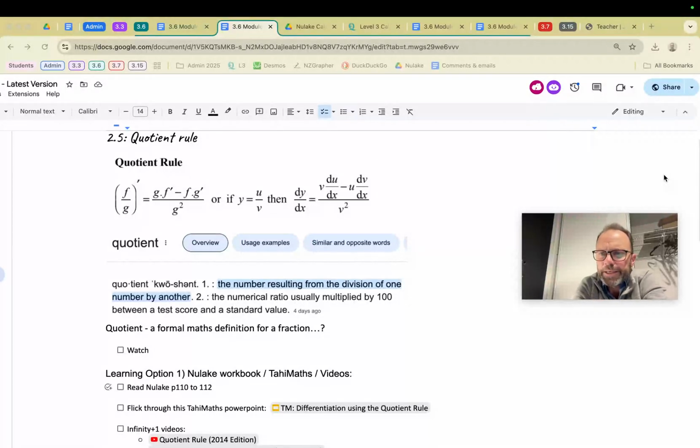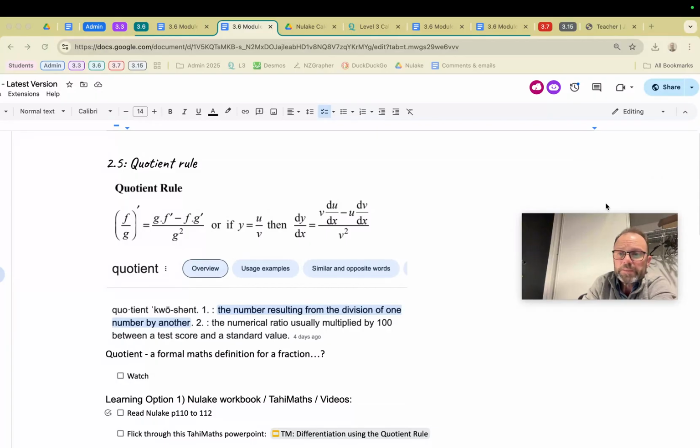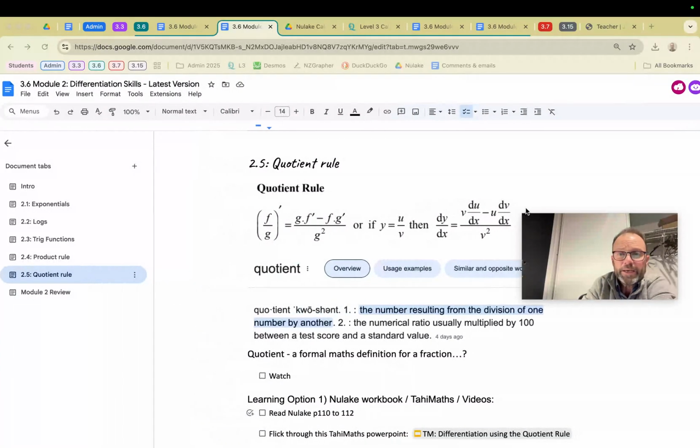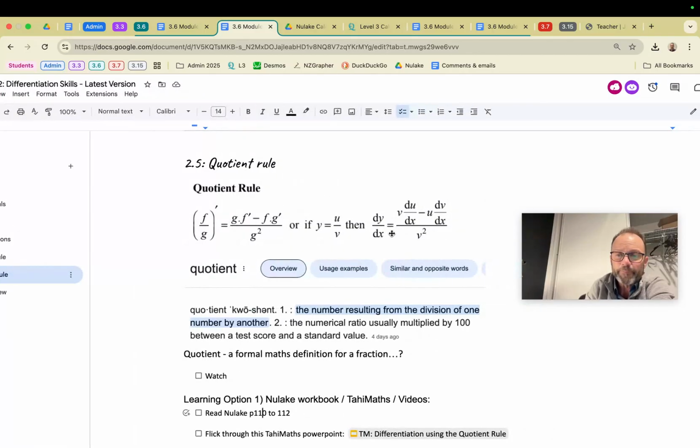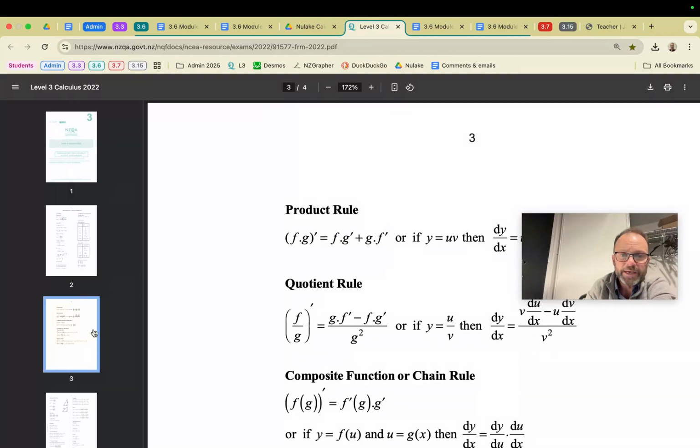Okay, this is the overview for the quotient rule. And the quotient rule is pretty important, okay? You are going to get 2 or 3 quotient rule problems in the exam. It's very similar in structure to the product rule, but dealing with different aspects. If you forget it, you can obviously consult your formula sheet. Third page, tucked between the product rule and the chain rule, there's the quotient rule there.